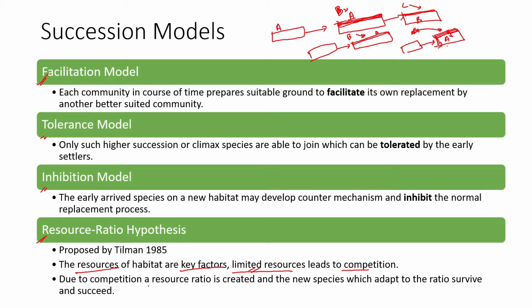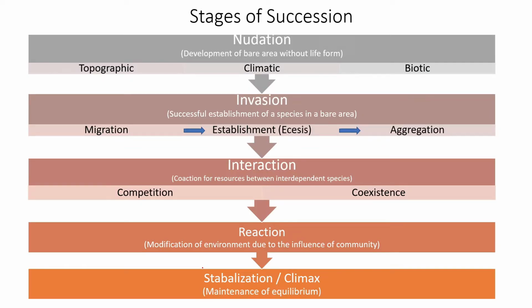Due to competition, a resource ratio will be created, so there will be availability of ratios. A few resources will go up, a few resources will come down, and the new species which can survive that resource ratio will survive and succeed and lead on to succession. So this was the basic idea of the resource ratio hypothesis.